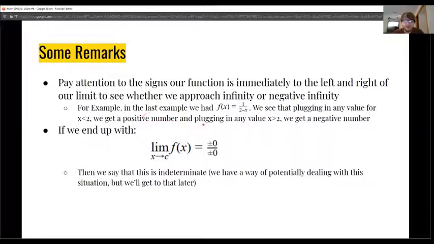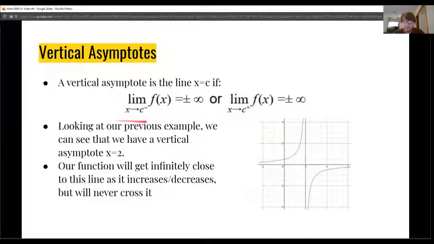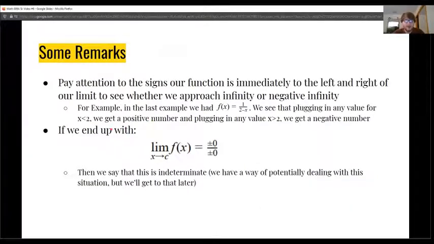And if we plug in a number x greater than 2, say 3, then 2 minus 3 is negative, so f of x is going to be negative. So we can see that's why we're getting negative infinity on the right. Keep that in mind. And then we have this case here. If we get that the limit as x approaches c of f of x is equal to 0 over 0, or negative 0 over 0, any combination of that, we say that this is indeterminate. Later on, we're going to have a way that we can deal with situations like this, but for now, we're just going to say it's indeterminate and be done with it.